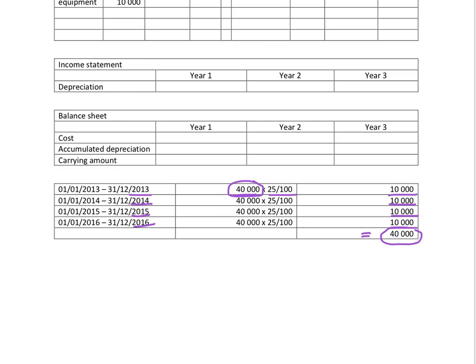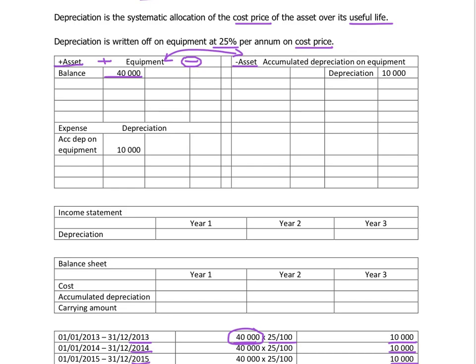At the end of the first year, we will open a depreciation account that is an expense. Expenses increase on the debit side, and we will debit the expense account with 10,000, and we will credit the accumulated depreciation account with 10,000 to indicate that the value of this asset now decreases on the credit side with the 10,000. In the income statement at the end of the first year, we will show that the depreciation for that year is 10,000 Rand.